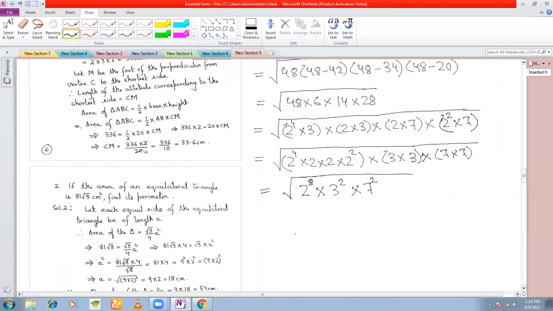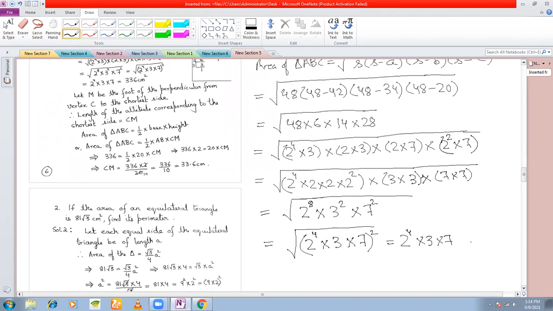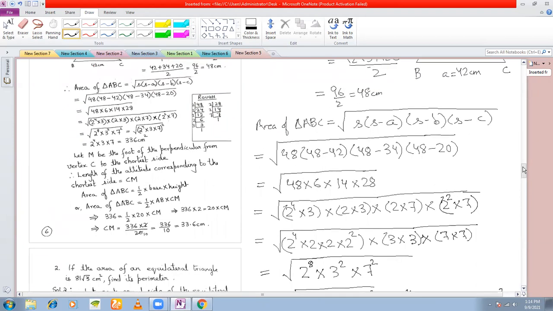Now we want to write whatever is within the radical as a perfect square. So what you do is you take half of the powers. 8 you write 4, 3 square you write as 3 to the power of 1, 7 square you write as 7 to the power of 1, and take a whole square. Now you have a perfect square within a radical, so you can remove the radical. So I think this should come to 336 centimeter square. So you've got the area of the triangle.